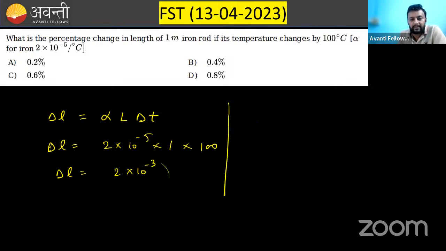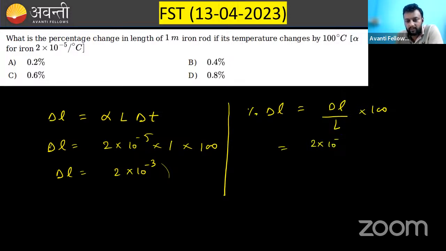Now they are asking the percentage change in the length. Percentage change in the length is equal to change in the length divided by original length, into 100. Delta L is 2 into 10 raised to the power minus 3. Original length is 1, multiplied by 100. So that will be 0.2%, which is option number A.